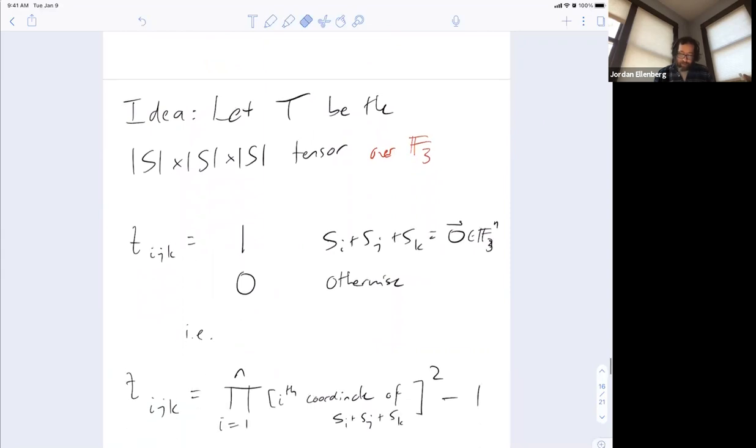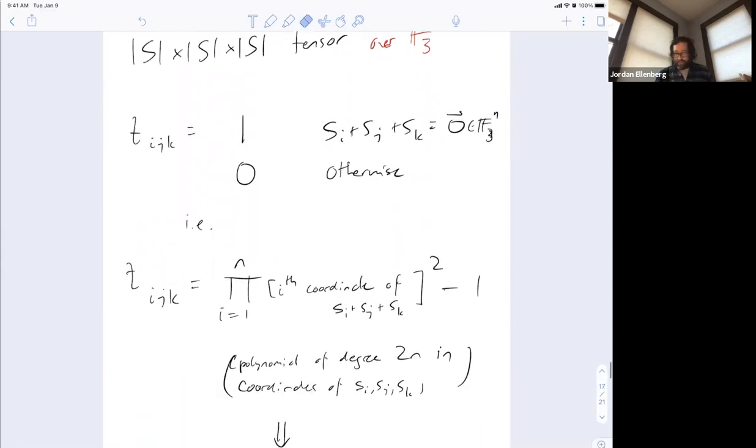Now, in the interest of time, maybe I'll just let you believe this. It's a fact about finite fields that you can also write the entry of this tensor as a polynomial in the coordinates of Si, Sj, and Sk. And in fact, it's a polynomial of degree 2n. So I'll just ask you to believe that as a fact about the arithmetic of finite fields, that you can make this polynomial, which takes only the values 1 and 0.